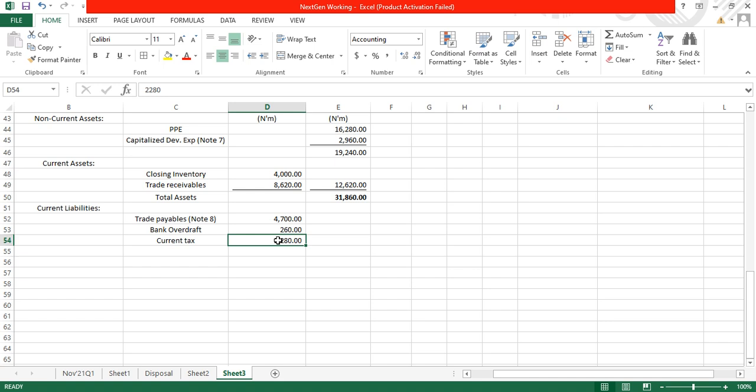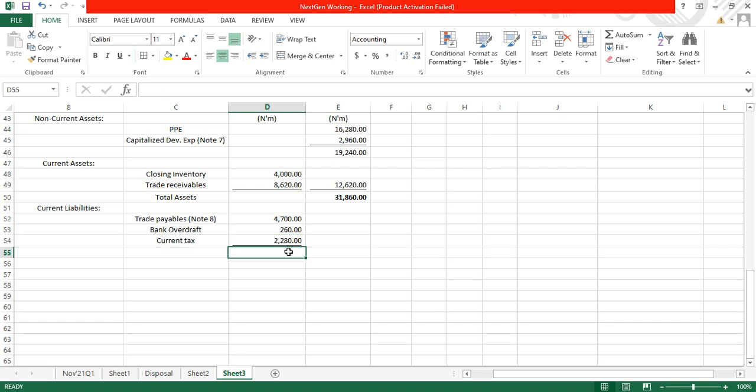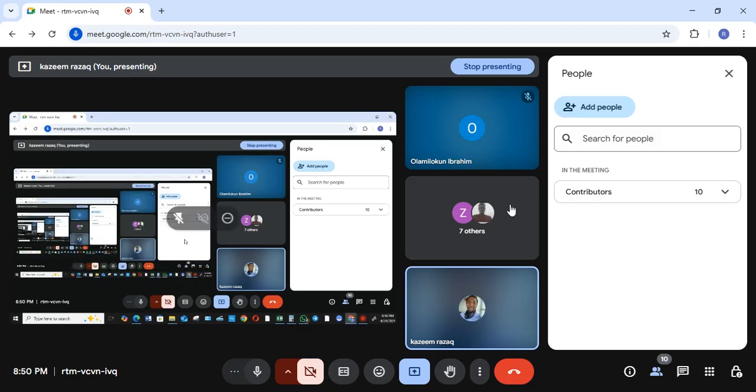Deferred tax is long-term in nature. Your deferred tax can stay with you for more than 5 years, but your current tax is less than a year. You have to pay within a year. So your deferred tax is a non-current liability. Someone raised his hand. Go ahead, please. Okay, no one is there.